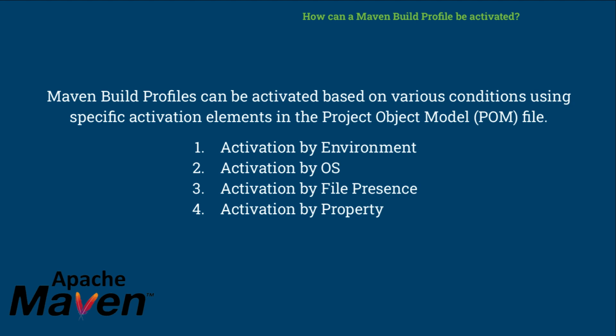2. Activation by OS. Profiles can be activated based on the operating system, OS, where the build is executed. 3. Activation by file presence. Profiles can be activated if a specified file or directory is present or absent. 4. Activation by property. Profiles can be activated based on the presence or value of a specific property in the POM or settings.xml file.